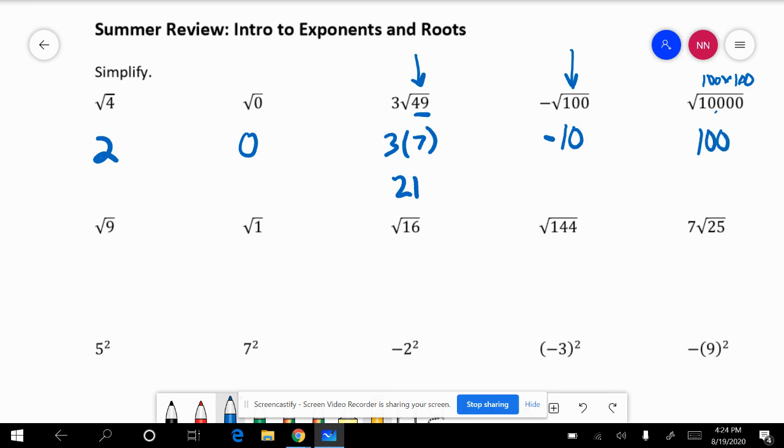What I want you to do is just take a couple minutes and see if you can do the next 5.